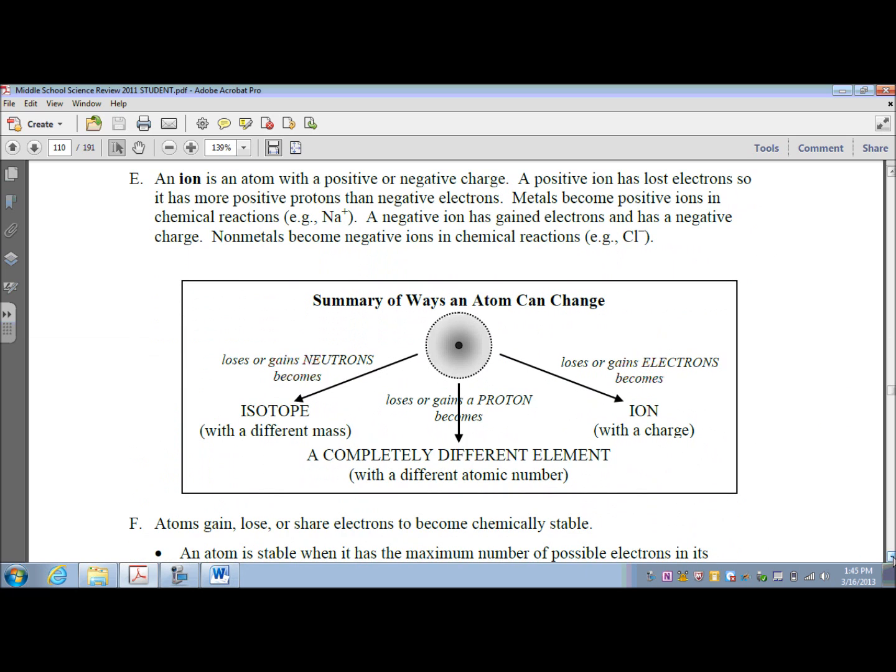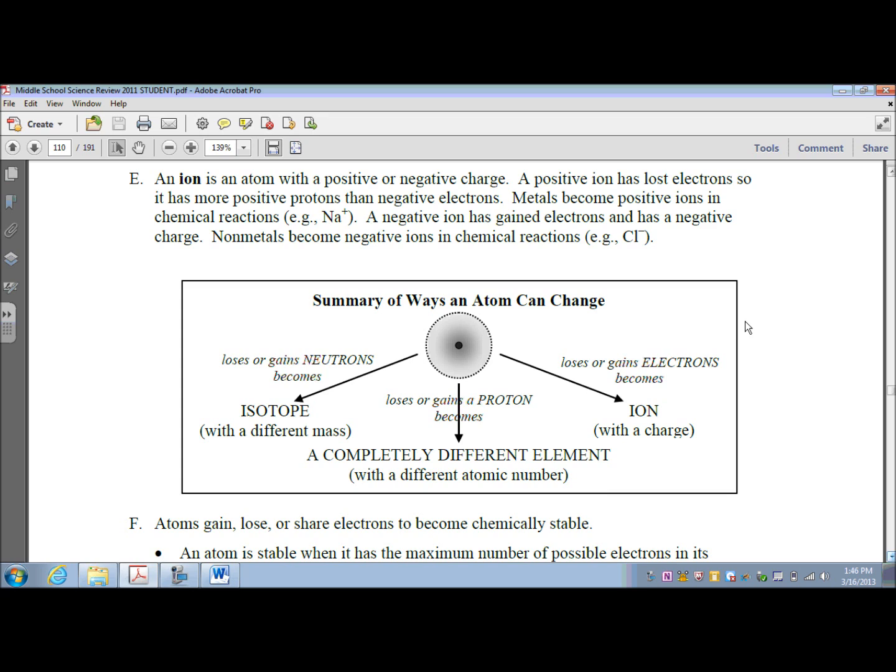Section E. An ion is an atom with a positive or negative charge. A positive ion has lost electrons, so it has more positive protons than negative electrons. Metals become positive ions in chemical reactions, such as sodium, which has a positive 1 charge. A negative ion has gained electrons and has a negative charge. Nonmetals become negative ions in chemical reactions, such as chlorine, which has a negative 1 charge.